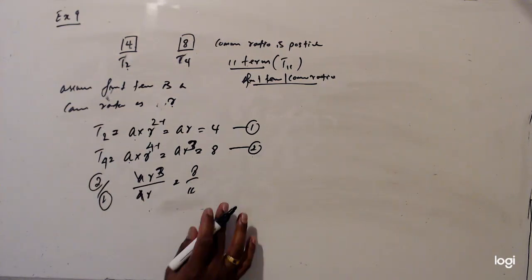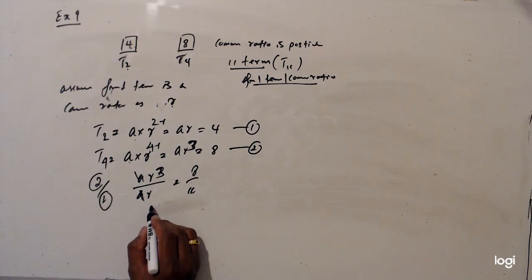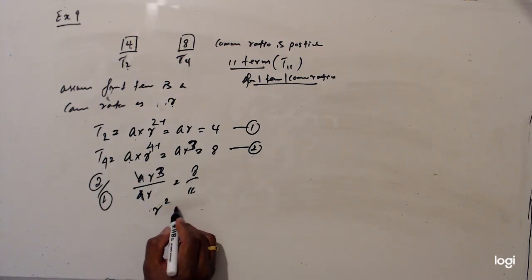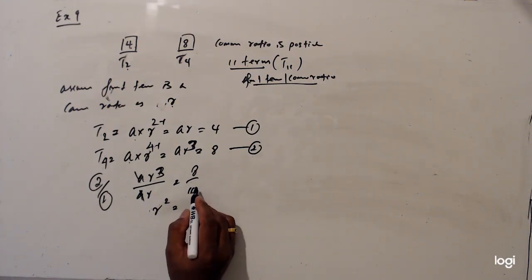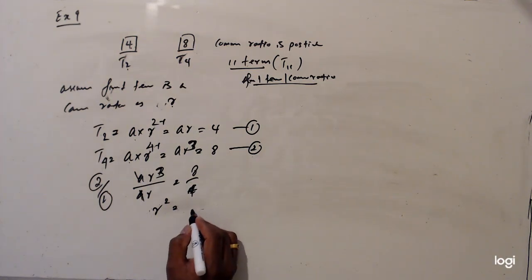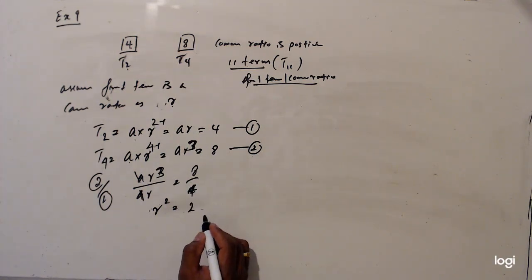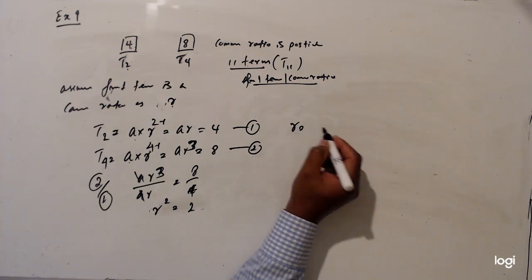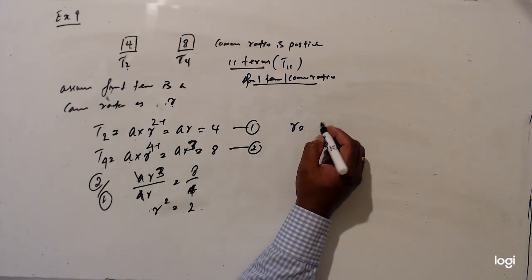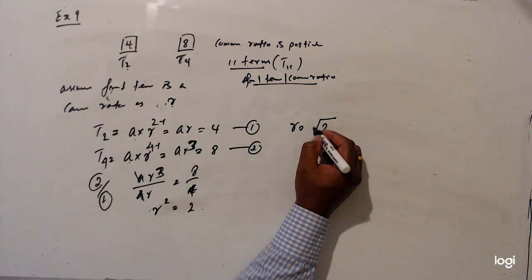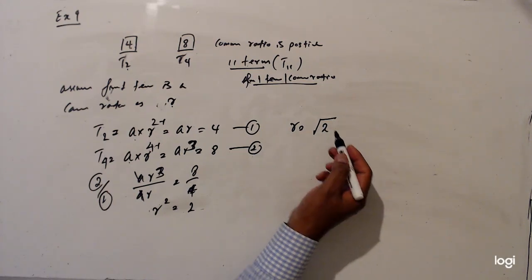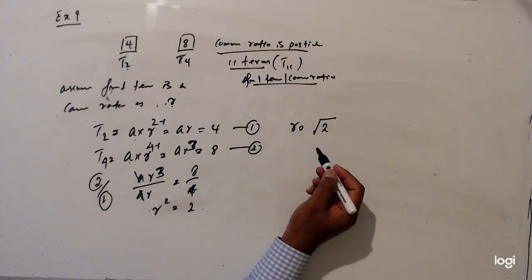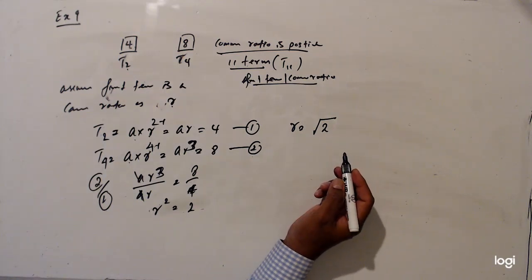So then this is R square equal 2. So R is square root 2, positive or negative. So the common ratio is positive, so we have to take R as square root 2.